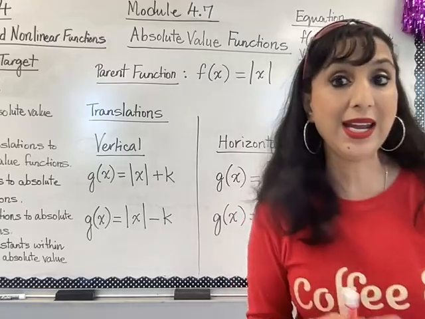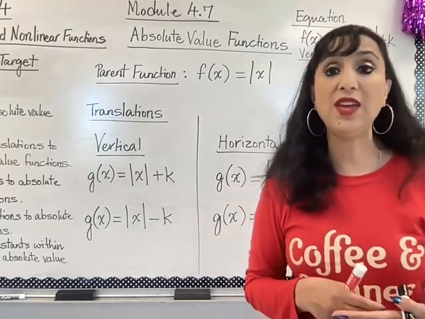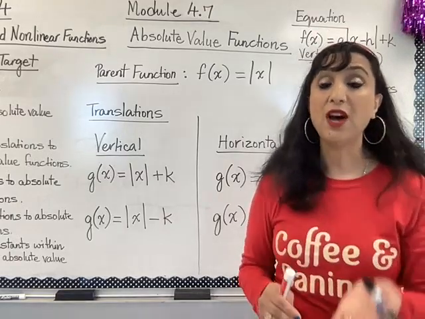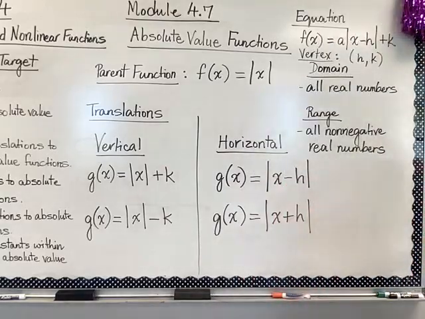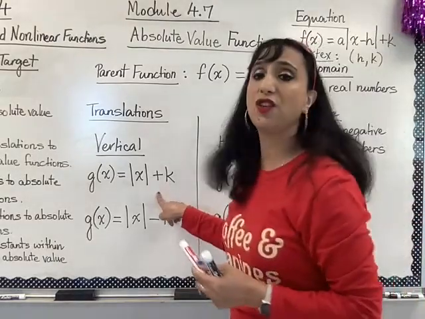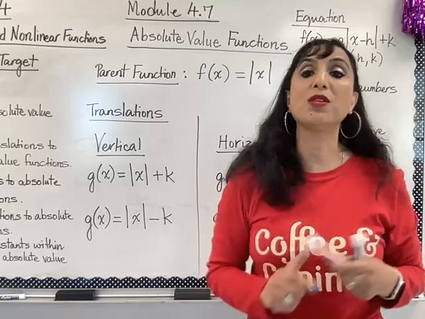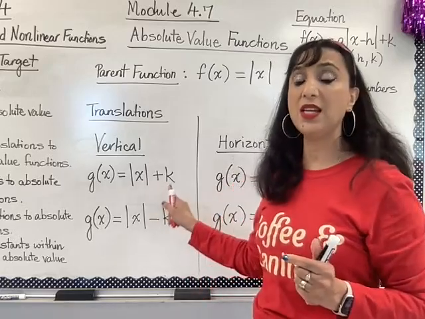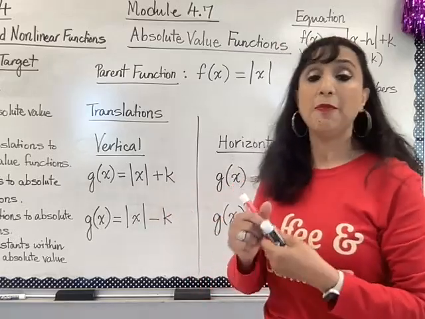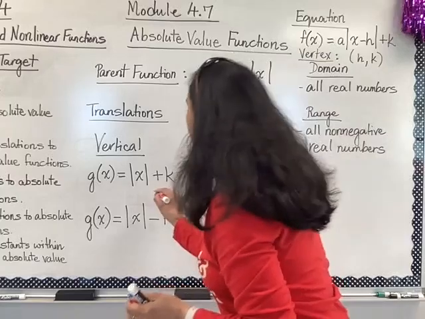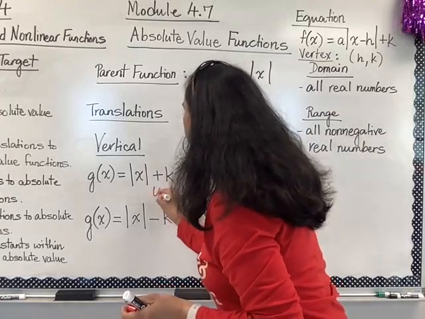So I'm adding that constant. What do you think is happening to my graph? It's going to move up. Okay, so in this case, let's say I say plus 3, plus 4. It is basically moving up those many units. So when the constant is added on the outside, my graph is moving vertically up. Okay, so this one goes up.